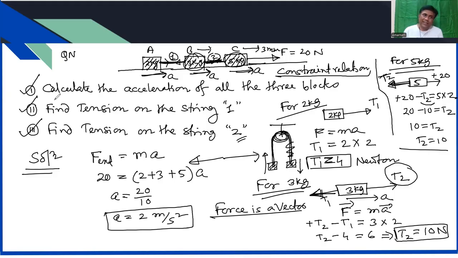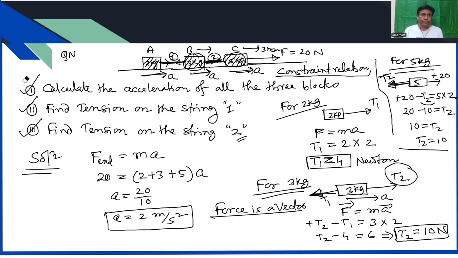So in that case also, the magnitude of acceleration will be the same, but the direction will be different. If one falls down, the other must go up, but the value will be the same. In this case also, I'll do this type of problem.